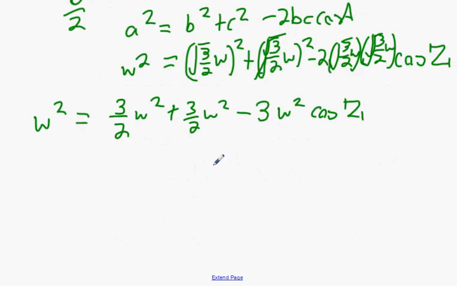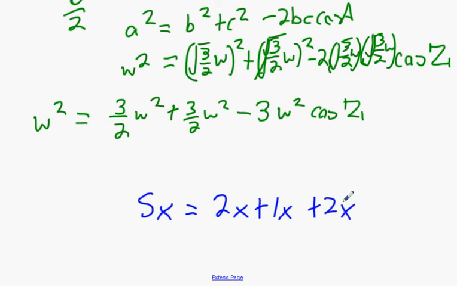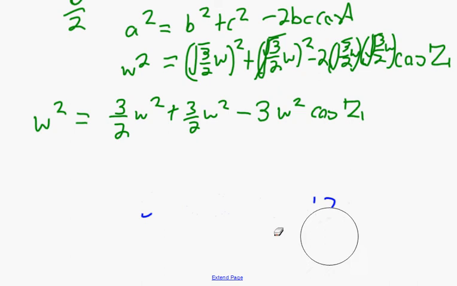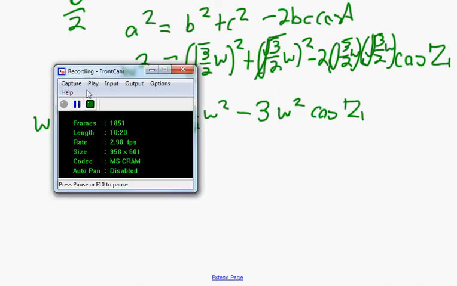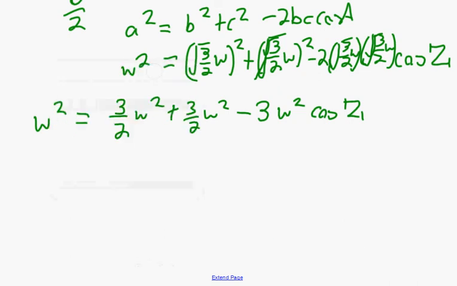Now look what happens next. The W squareds, because they're everywhere. It's the same thing as me saying 5x equals 2x plus 1x plus 2x. The x's being there do not matter to the equality, do they? So, do the W squared matter about the equality? No. Then the W squares cancel.